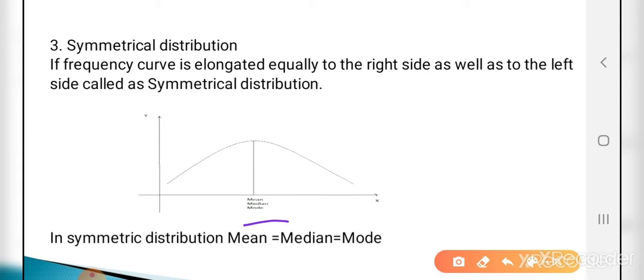Then, what is meant by mode? Mode is nothing but the observation or observations having the maximum frequency. So, here is the maximum frequency. So, mode is here. Now, the last, mean.